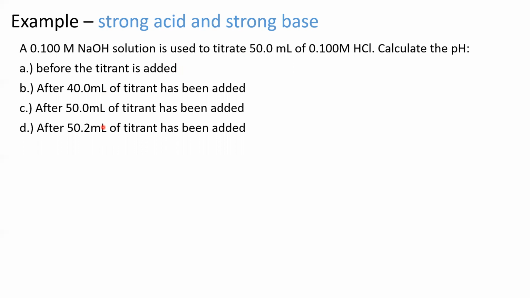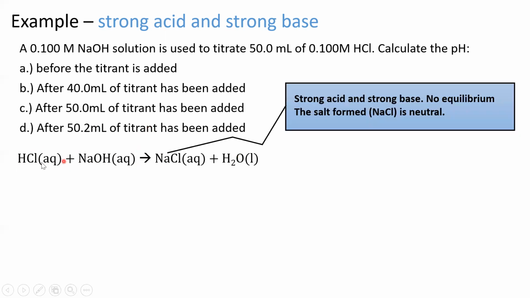Let's look at A first. Actually, let's look at the reaction first. So we have HCl, there's our hydrochloric acid. We're reacting it with sodium hydroxide. There's our base. It's a double displacement reaction. We're going to produce sodium chloride and water as our product. Now, strong acids and strong bases react to completion. So there's no equilibrium here. The arrow goes in one direction, which means we're going to be looking at a limiting reactant problem.